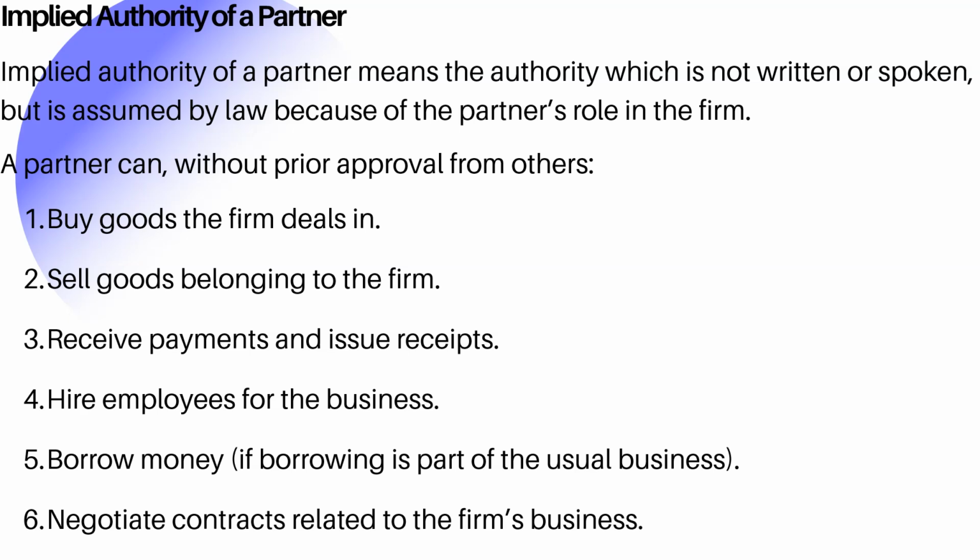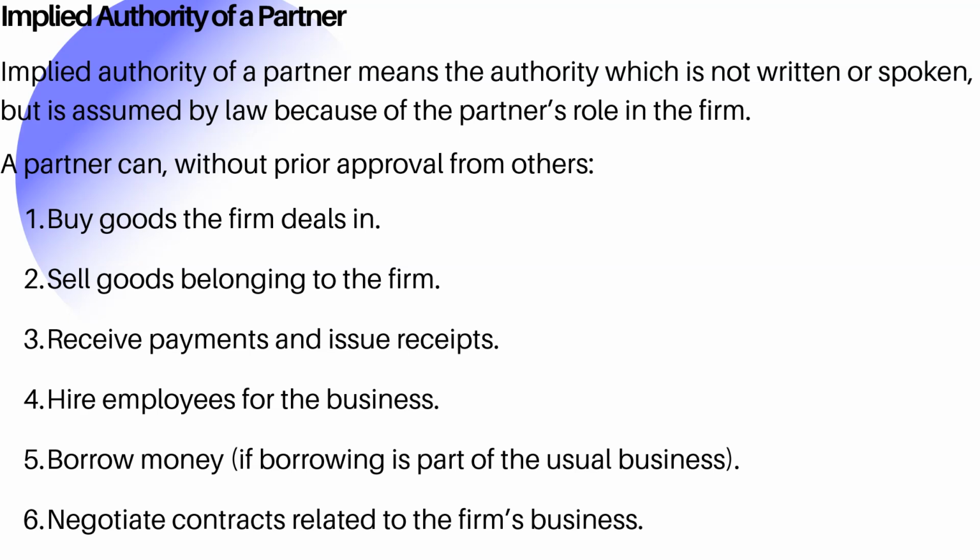But by the way they conduct themselves, it automatically becomes that they have exercised their authority on behalf of the partnership. And that's why we are noting a partner can, without prior approval from others, number one, buy goods the firm deals in. Let's say, for example, it is raw materials that we have exhausted. It is an implied authority, or it is a role that you have carried out when you now go and buy these goods. Remember, we have said as you do that, you are acting on behalf of the partnership.